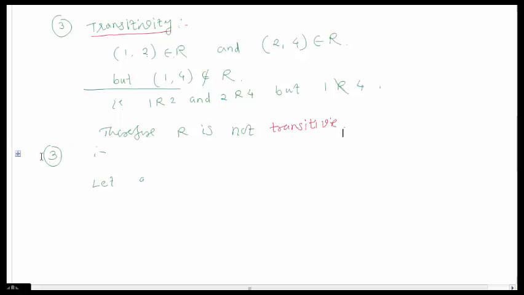So this relation cannot be an equivalence relation, because it is not reflexive, not symmetric and not transitive. For an equivalence relation, we require that the relation must be reflexive, symmetric as well as transitive. Thus from 1, 2 and 3, R is not an equivalence relation.